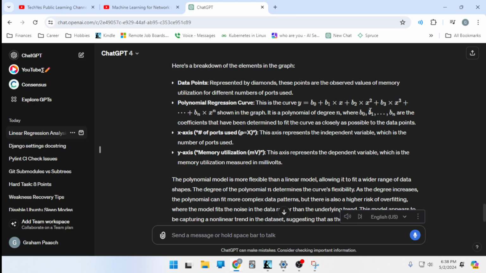X-axis: number of ports used, p equals x. This axis represents the independent variable, which is the number of ports used.